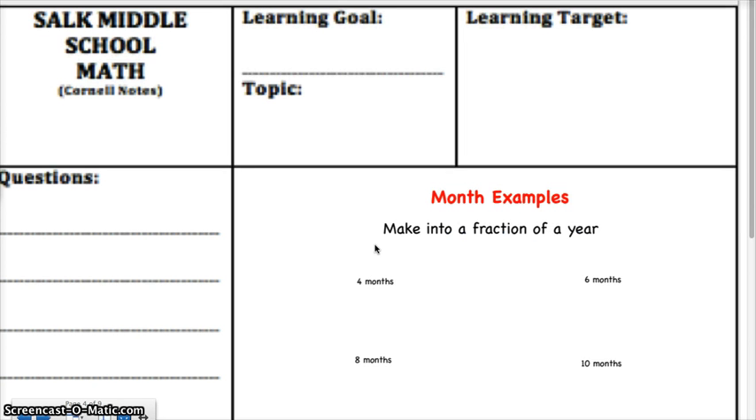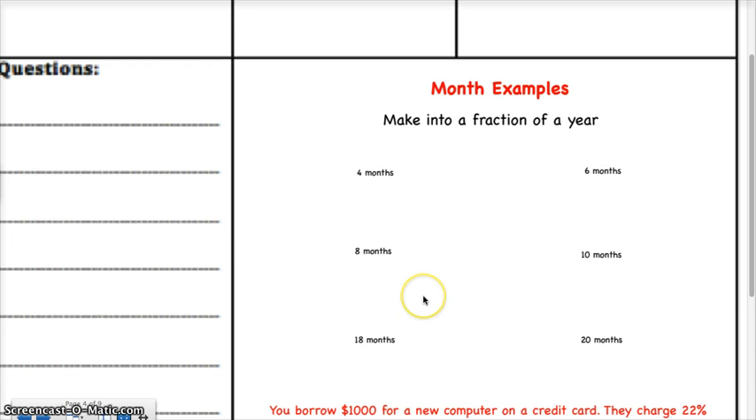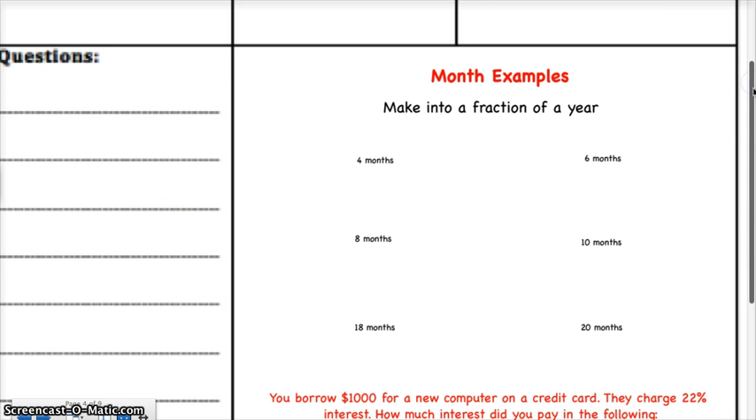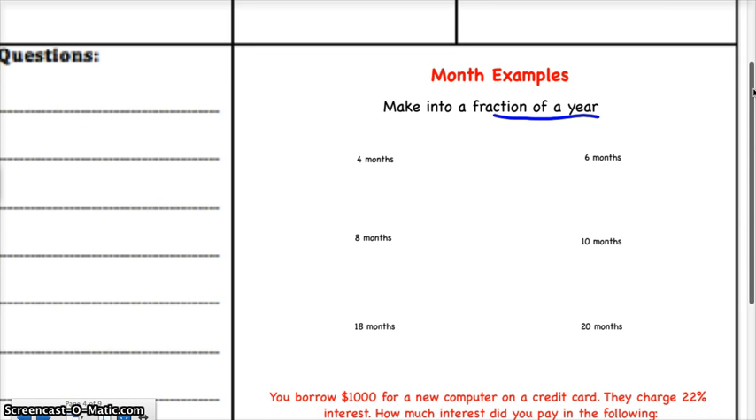Next one, month examples. Remember that time is represented as years. Remember, for month examples, since everything's related to years, we want to turn it into a fraction of a year. It's easier to put in a calculator, so turn it into a decimal of a year. So 4 months is really 4 out of the 12 months, right? Which is 1 out of the 3 months, which is 0.3 repeating.